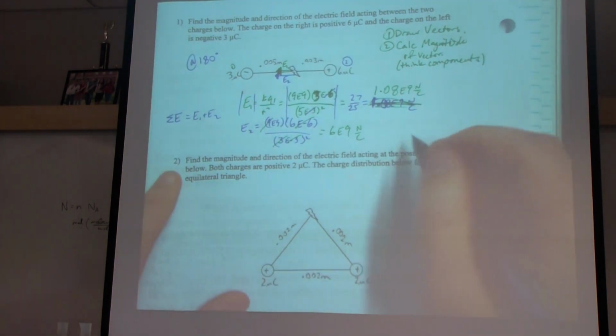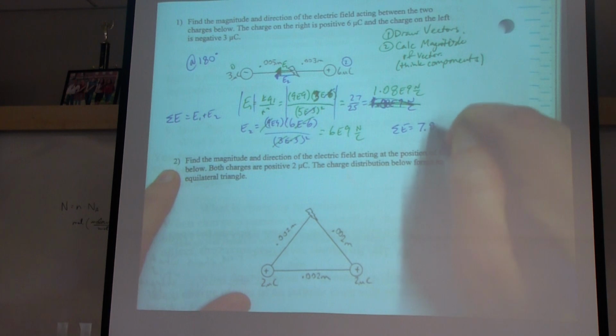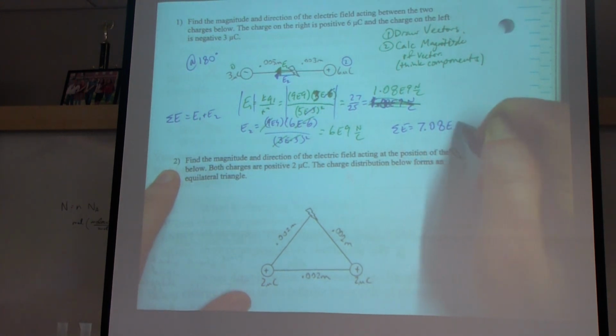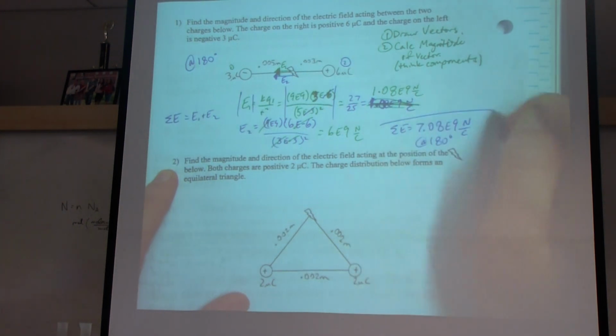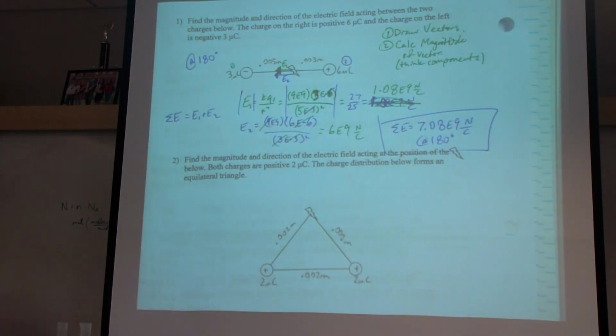So my final net electric field, add these two together, I just get 7.08 E9 newtons per coulomb at 180 degrees. Booyah. Box it. Take it home.